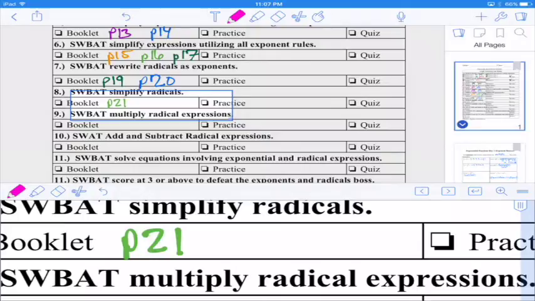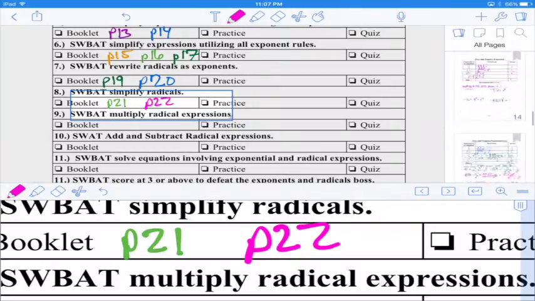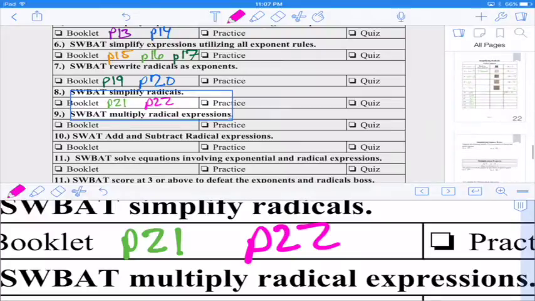Here we go again, Algebra 1 students. This is going to be page 22. Hopefully another very short video so you can get right into your practice. This is an important skill in all of algebra.